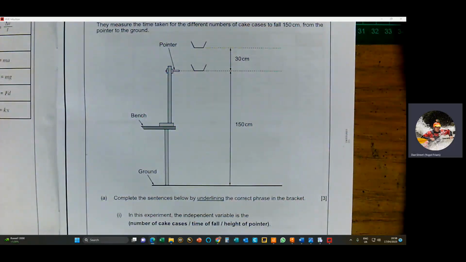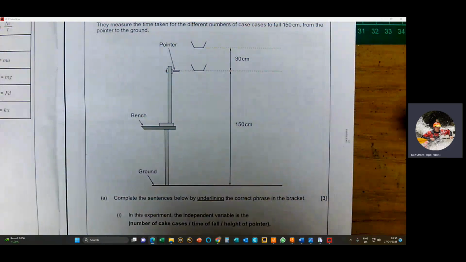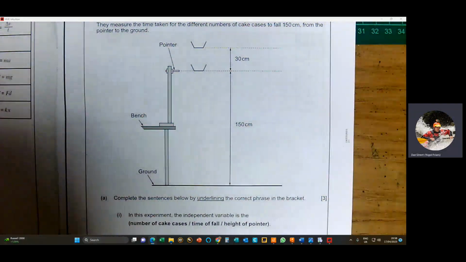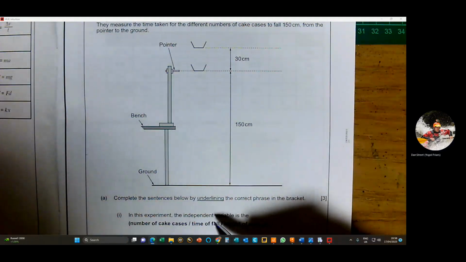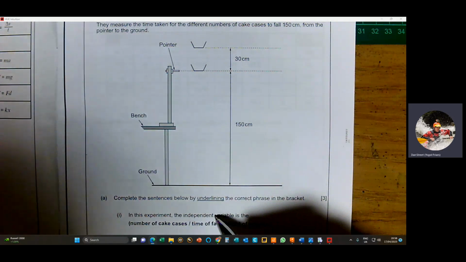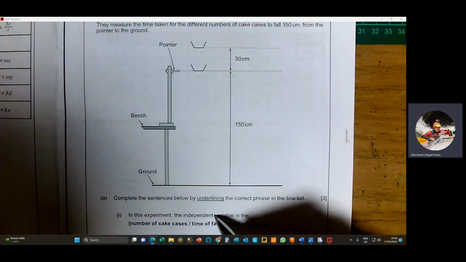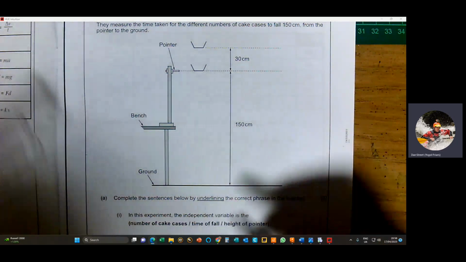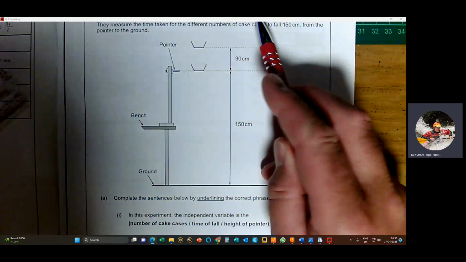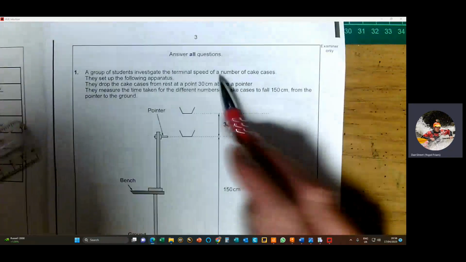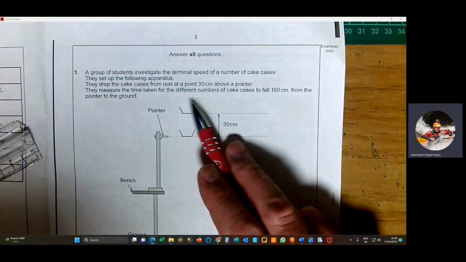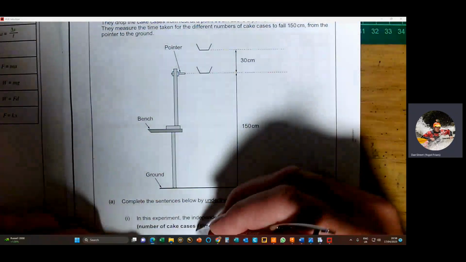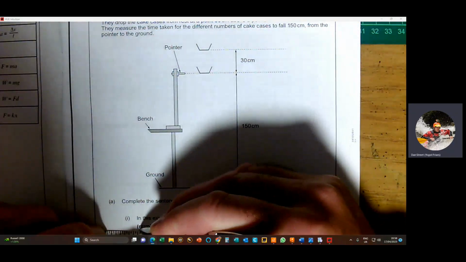So the first one says, in this experiment, the independent variable is the number of cake cases, the time of fall, or the height of the pointer. So we need to remember that the independent variable is the thing that the experimenter changes to see what happens. And in this particular experiment, it's mentioned a couple of times in the introduction. It's the number of cake cases. Okay, so different number of cake cases. So it's mentioned twice in the question. So that's what they change to see what happens.